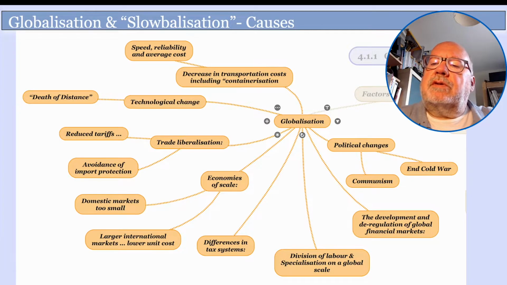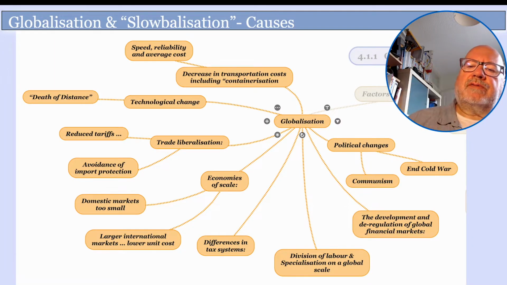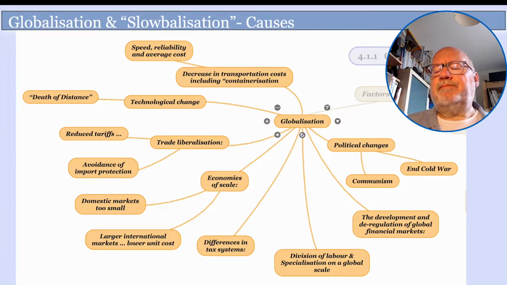Okay, so the first thing that we need to consider is globalization. What are the major factors? What examiners tend to do here is that they suggest that one of those factors, there are many there as you can see, has been the major cause, and ask you to discuss it. So you've got to explain why that is a major cause, and then you've got to explain why it's not. Okay, so it's as simple as that really, but I'm going to merge it with slowbalization as well.